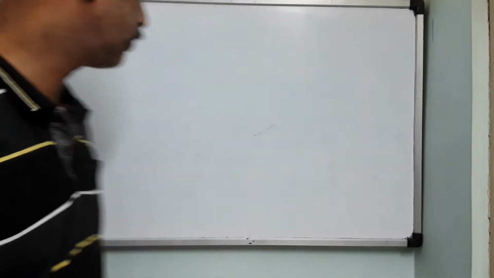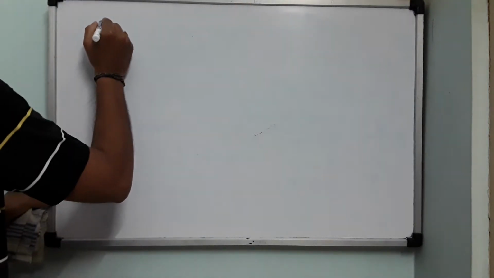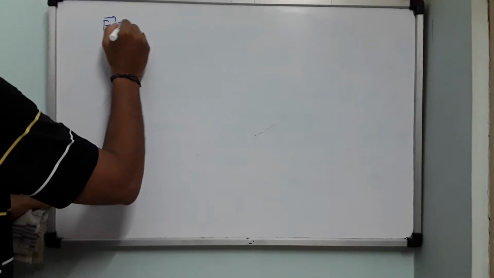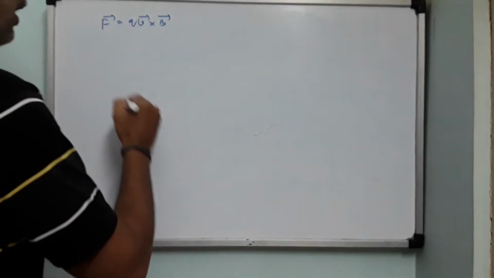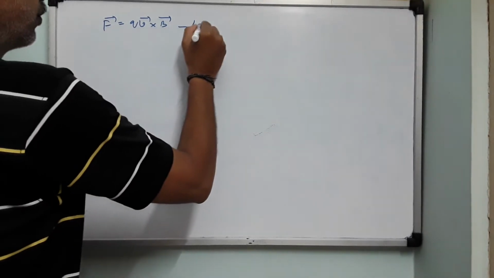Good evening. This is the sixth video lesson on magnetic effect of current. In the previous class, we started the force on a charge in a magnetic field, and we gave the expression F vector equals Q into V vector cross B vector, and we name it as Lorentz magnetic force.